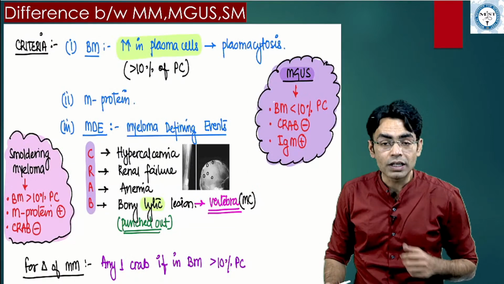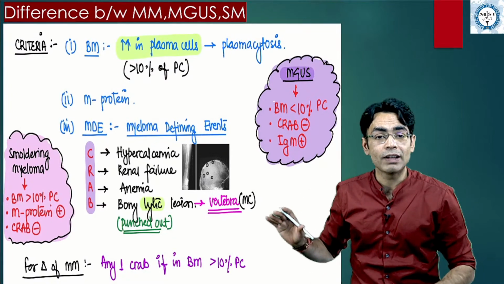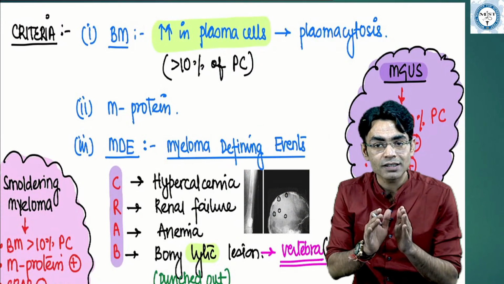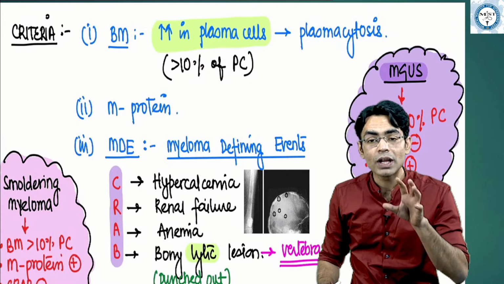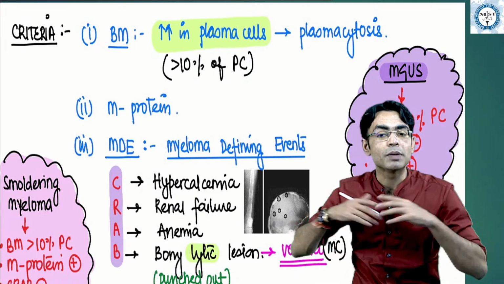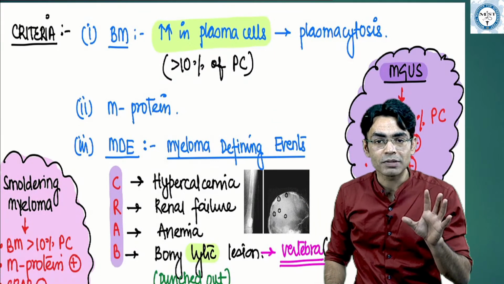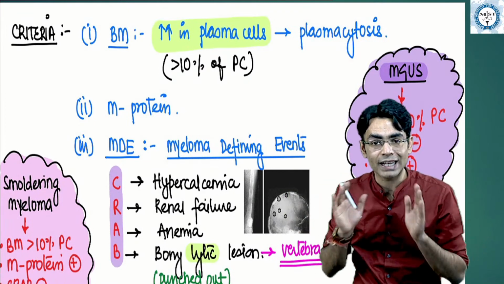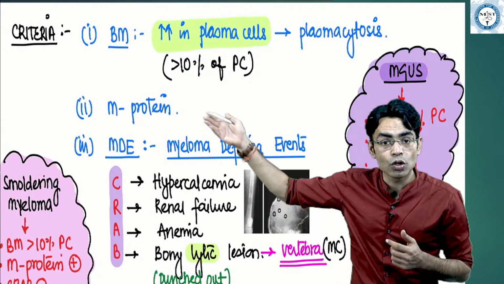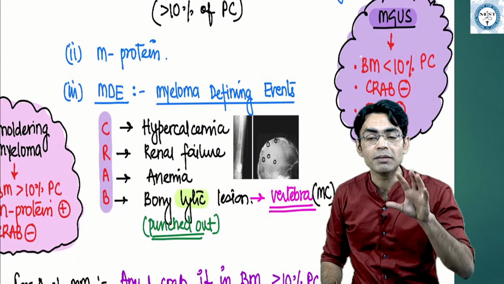Then we move on to the difference between multiple myeloma, MGUS, and smoldering myeloma. See, it's very simple. When we are talking about multiple myeloma, we are talking about a disorder of plasma cells. Plasma cells are something which make the antibodies. So there is a mutation and the plasma cells become way high. So more than 10% of plasma cells in the bone marrow, plasmacytosis, is characteristic of multiple myeloma. You can see. Then M protein. Now this is your monoclonal protein which plasma cells are making. So it is also present. And these 4 things: CRAB, hypercalcemia, renal failure, anemia, and bone lytic lesions.